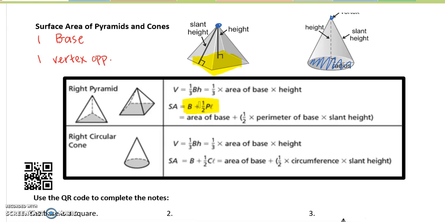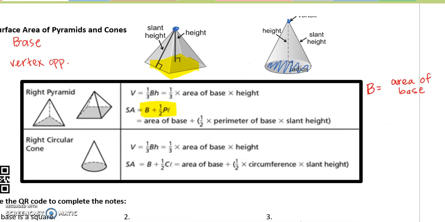Capital B, just like last time, stands for the area of the base. Capital P stands for the perimeter of the base. The new thing is that in our pyramids, we have something called the slant height. And that's where we get our L in that formula. L is the slant height. Don't ask me why they decided to call it L. Actually, it's because it's the lateral height, which doesn't make a lot of sense. But that is the slant height.